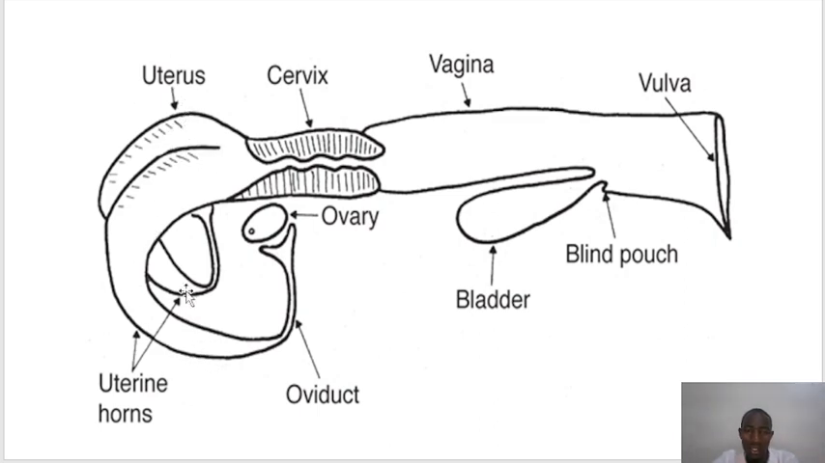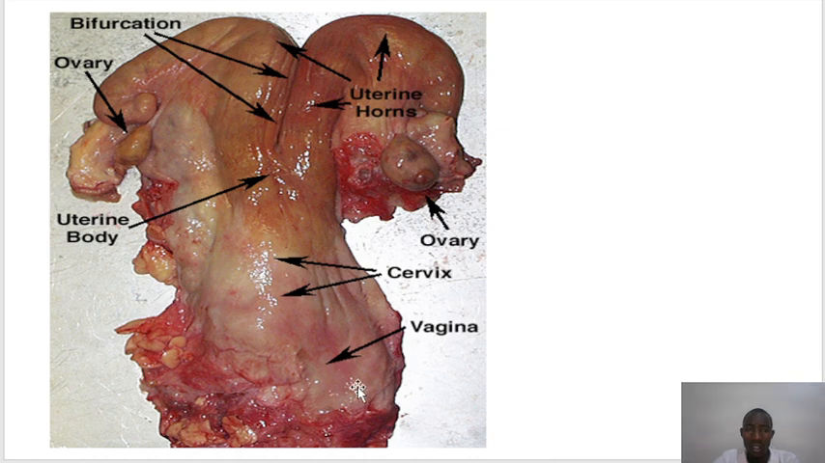Then you have the uterine horns. Then you have the oviduct, where fertilization takes place. This is how the reproductive system looks.